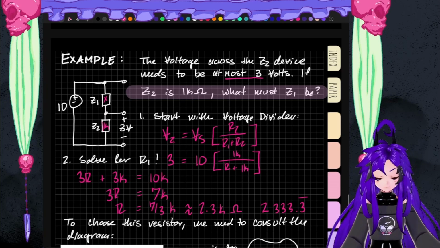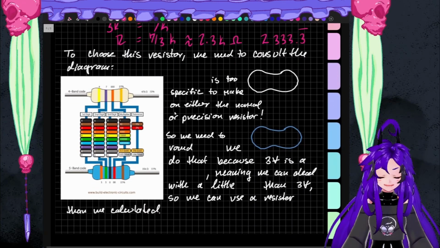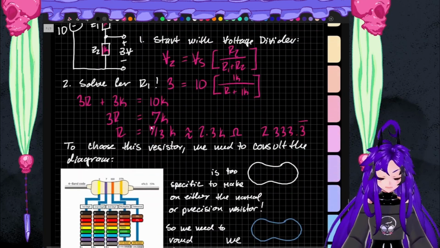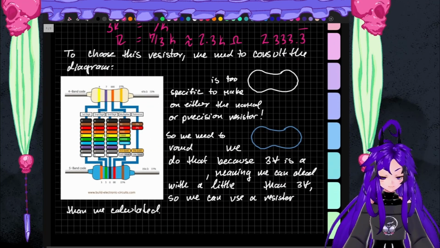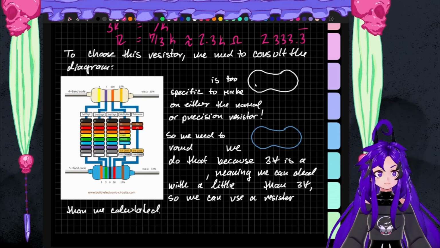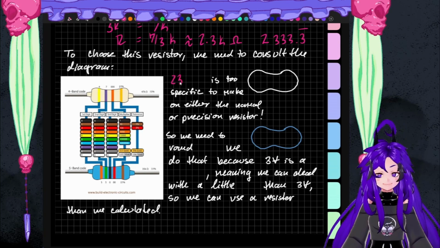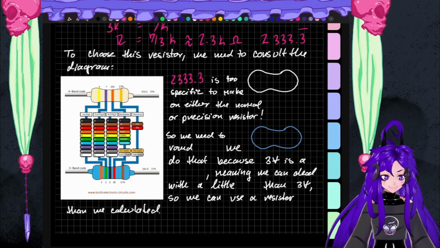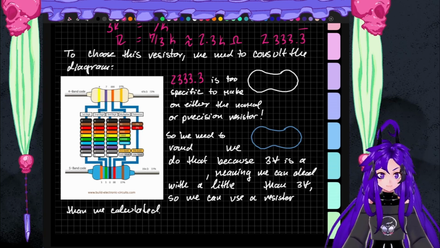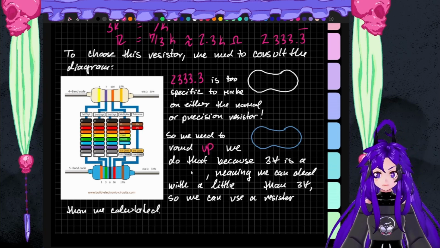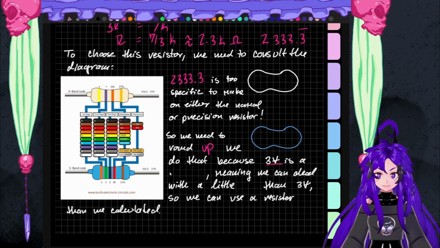So, how do we then choose a resistor for this, right? Because, practical example, this is a thing that I've had to do. And we know that we can read resistors, but can we choose them? So, the thing is that 2333.3 is really specific. And it's too specific to be able to choose a resistor on. So we're going to need to round up. And we do that because 3 volts is the maximum.